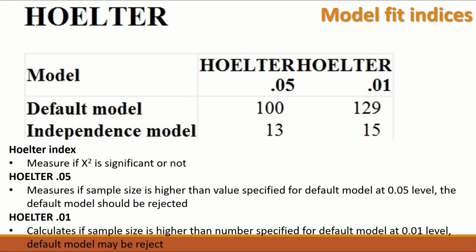The next index is the Hoelter index, and as shown here, Hoelter is a measure used if the chi-square is significant or not. So Hoelter 0.05 measures if the sample size is higher than the value specified for the default model at 0.05, the default model should be rejected. For Hoelter 0.01, if the sample size is higher than the number specified for the default model at the 0.01 level, the default model may be rejected.